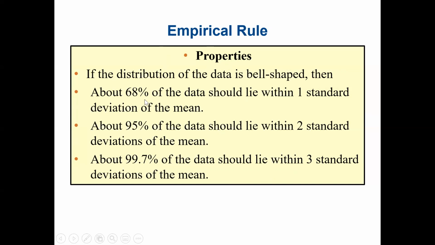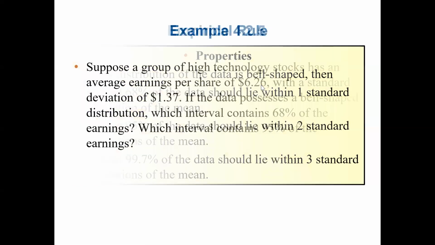68% always lies within one standard deviation of the mean. 95% of the data should lie within two standard deviations of the mean. Then 99.7% of the data should lie within three standard deviations, if, again, the distribution is bell shaped or a normal distribution.